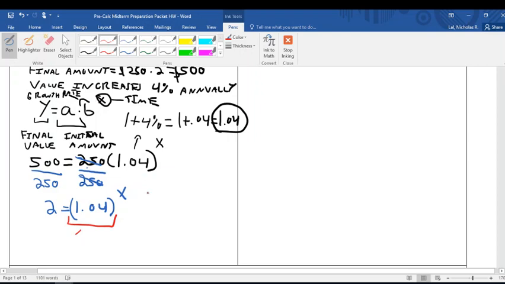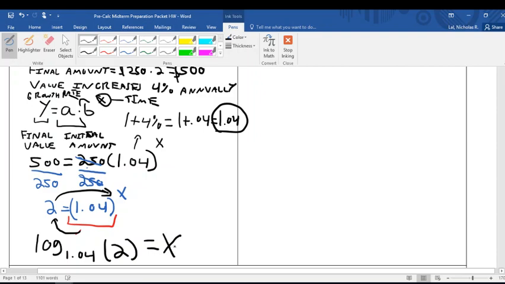Sorry, unmuted there. So we have our 1.04, and to get the x out of the exponential term, we have to convert the exponential to a logarithm. We have log base 1.04, swoosh across the equal sign, so as we swoosh, the 2 is equal to, swoosh across the equal sign, x. And so now x is going to be equal to our time. So log base 1.04 of 2.